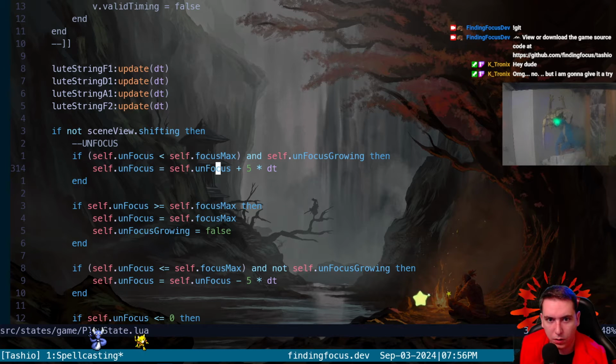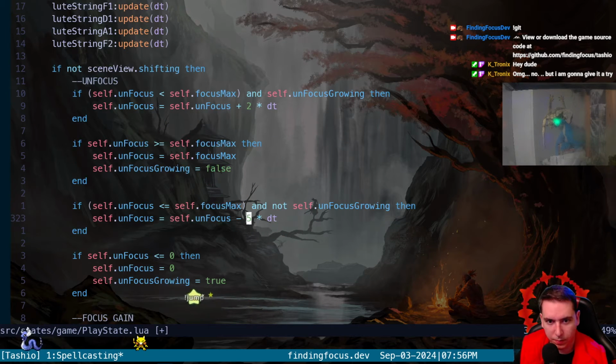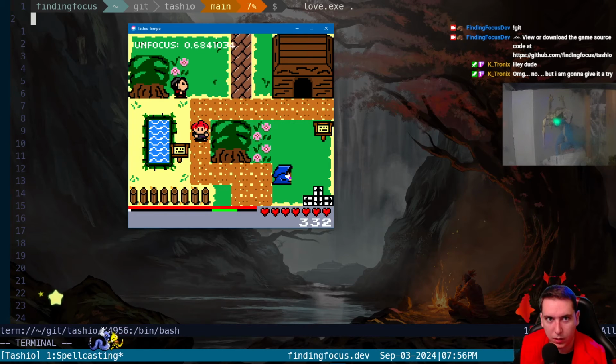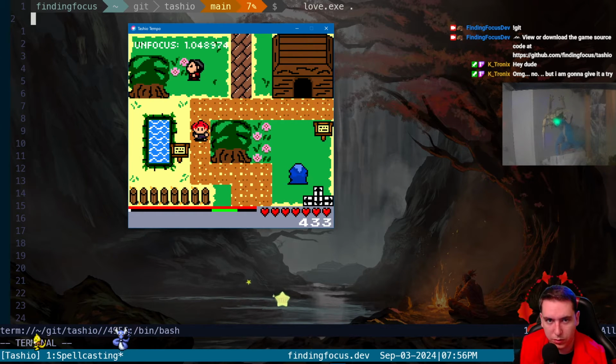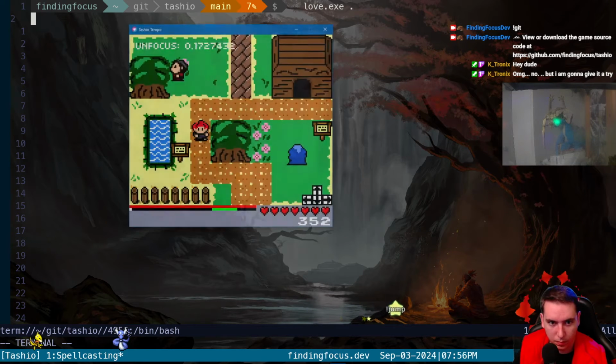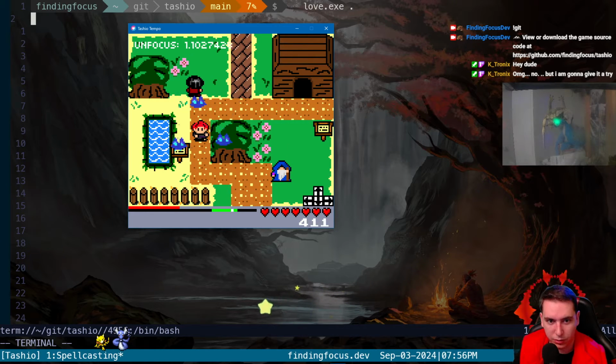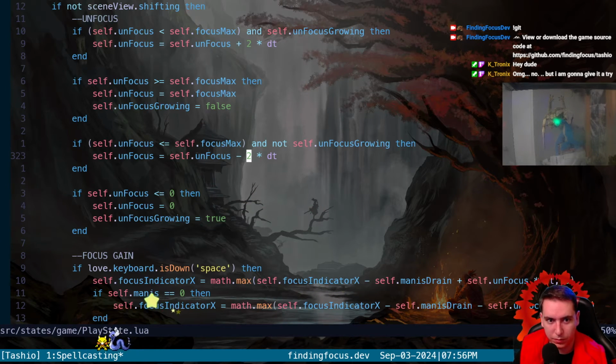So here our unfocus is, instead of 5, we're going to set it to 2, and let's see what that does to our actual unfocus value. Yeah, it's going from 2 to 0 fairly fast. Okay. Dude, it is just crazy. It's just too difficult.